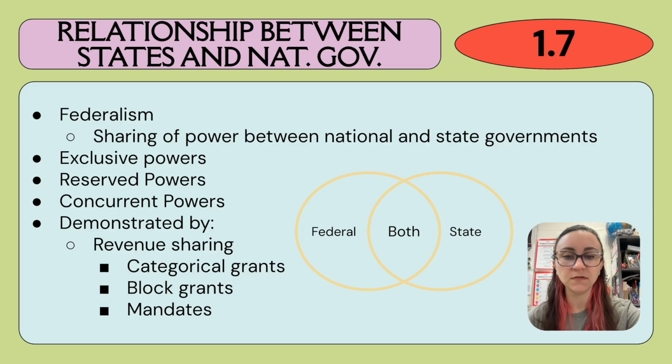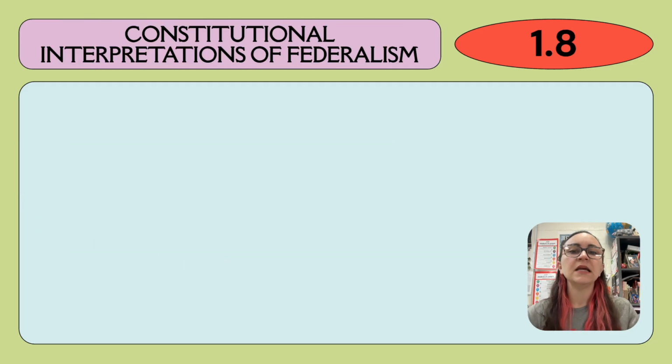And so that is a conflict sometimes between the federal and state governments because the federal government says, you need to do this, it's the right thing to do. The state government says, don't tell me what to do. And there's kind of a back and forth there again. Then we get into 1.8. 1.8 is constitutional interpretations of federalism.